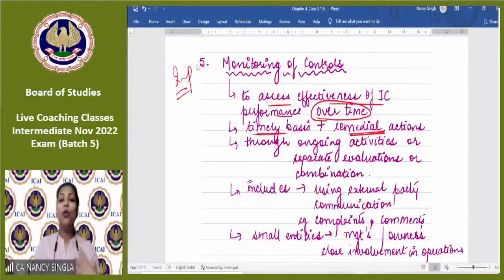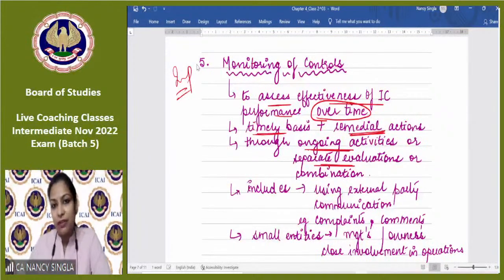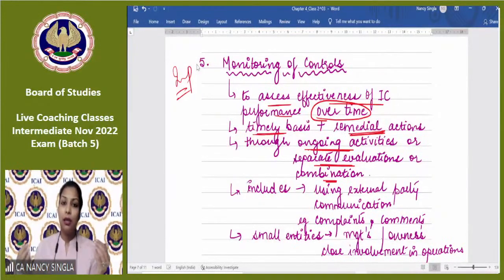Now, how does the management monitor the control? There are two options, either through ongoing activities or through separate evaluation, or a combination of both. What is ongoing activity? Suppose, as I gave you an example earlier, physical verification of inventory, or let's say cash count, is what? It is a part of internal control only. It is one of the internal controls. So management may observe the ongoing activity.